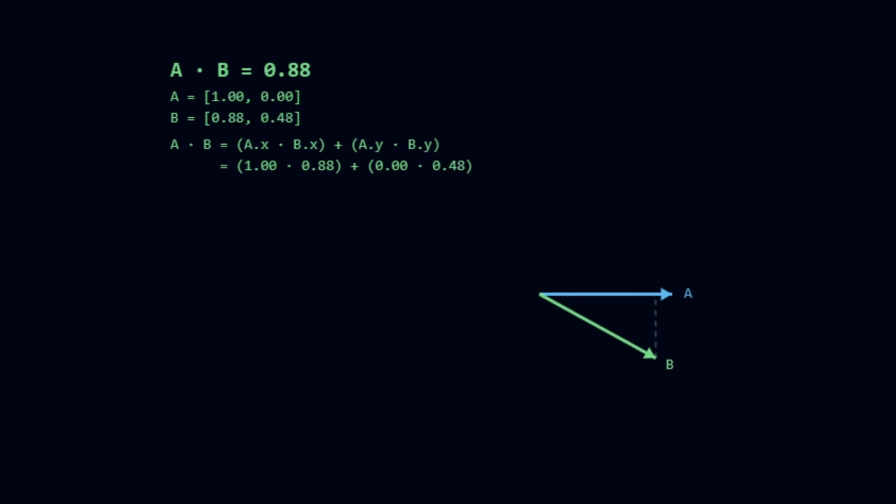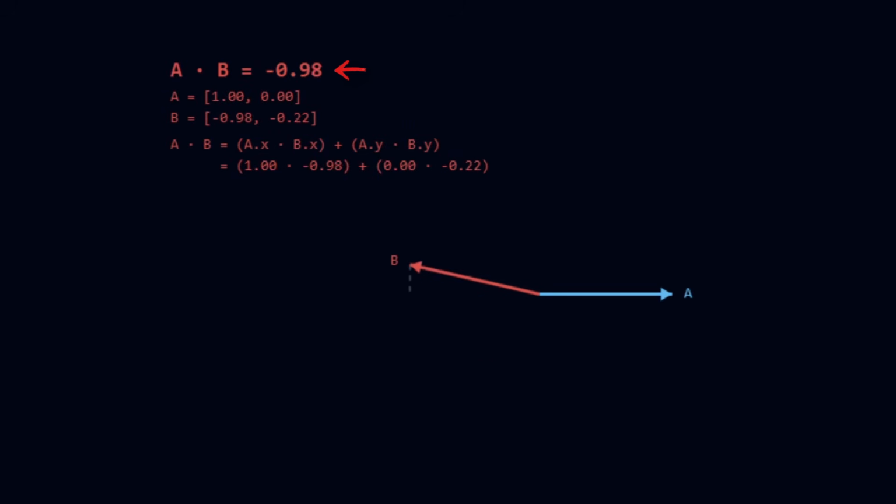It is all about direction. If the vectors are pointing in roughly the same direction, the dot product is positive. If they are exactly perpendicular, forming a perfect 90-degree angle, the result drops to exactly 0. And if they are pointing away from each other, well, you guessed it, the number is negative.